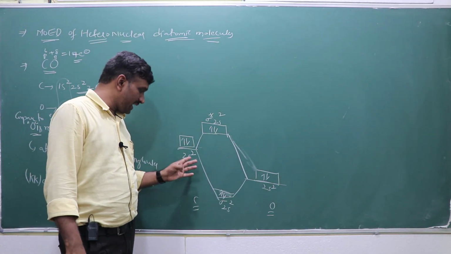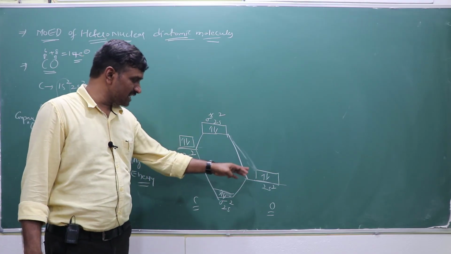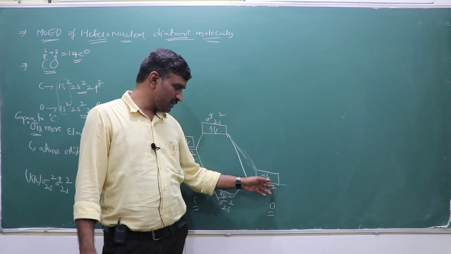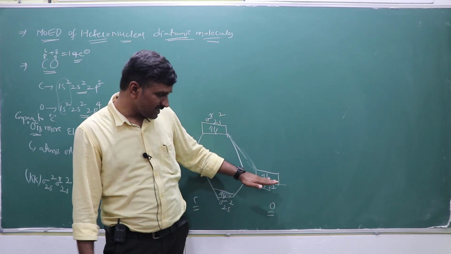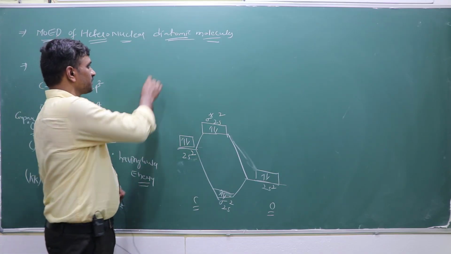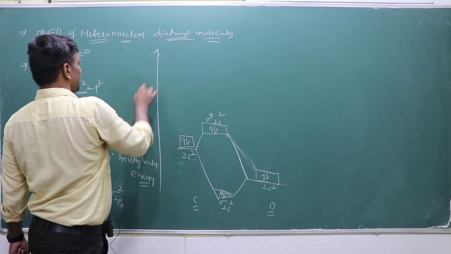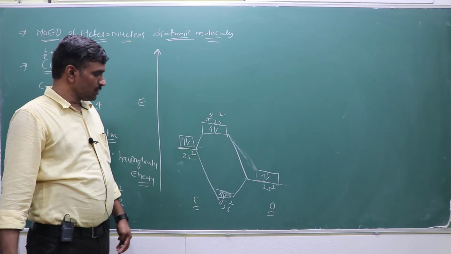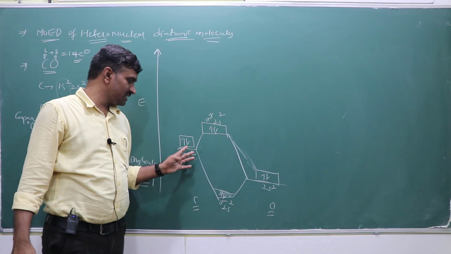Now, why can I not write these two in the same energy level? The oxygen is more electronegative. Then the 2s2 atomic orbitals of the oxygen can be written at lower energy, compared to carbon, which has higher energy. It is an energy axis like this. So this oxygen is having lower energy than this one.